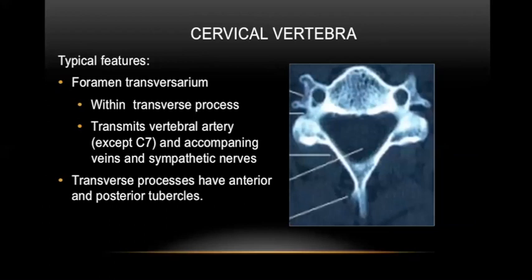So now we first go to cervical vertebra. So the typical features of cervical vertebra, you have the foramen transversarium. Yang lain memang tak ada. So it's within the transverse process and it transmits vertebral artery except for C7 yang tak ada vertebral artery dalam foramen transversarium. And also they transmit the accompanying veins and the sympathetic nerves. And the transverse process have anterior and posterior tubercles. So 1, 2, belakang, depan belakang.